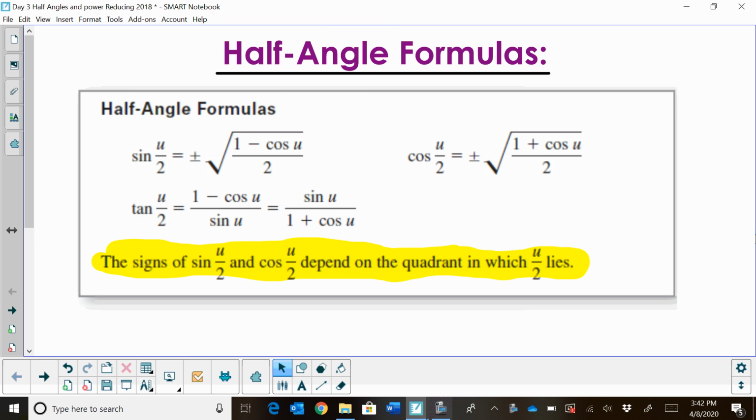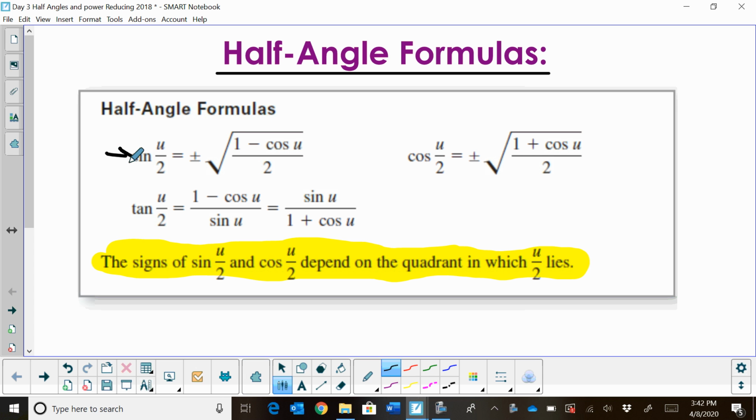Today we're going to learn how to use half angle formulas. So the first section we're just going to learn where they come from and how to evaluate, and in the second part we're going to learn how to solve. So here are the half angle formulas we're going to work with.